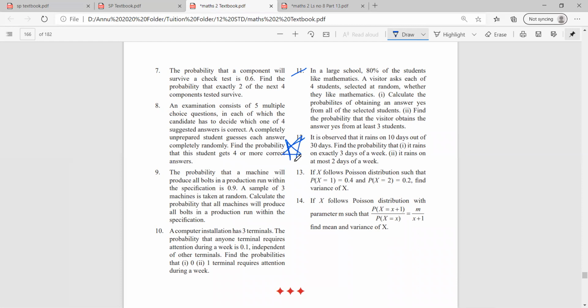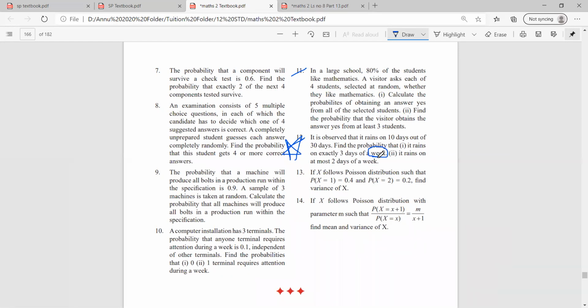It is observed that it rains on 10 days out of 30 days. Find the probability that it rains on exactly 3 days of a week. It rains at most 2 days of a week. So class, let's see what we have to find out. Now they are talking about a week. Now a week has 7 days, correct?